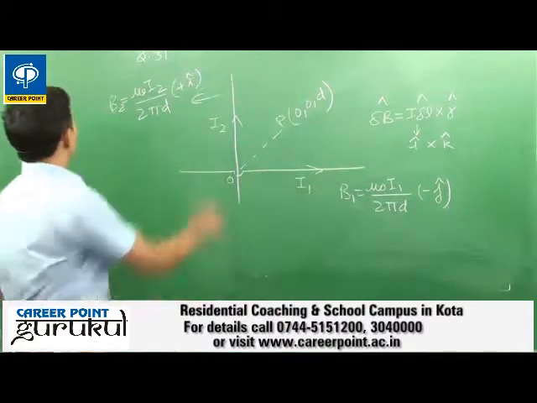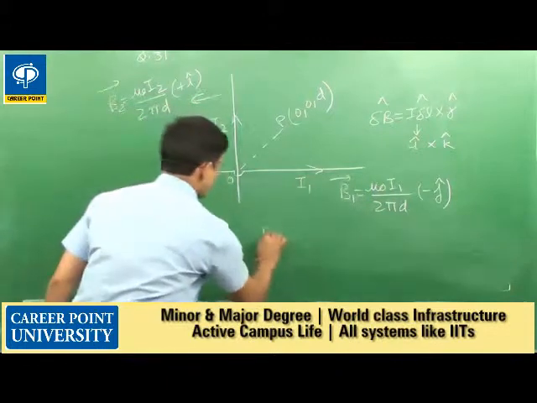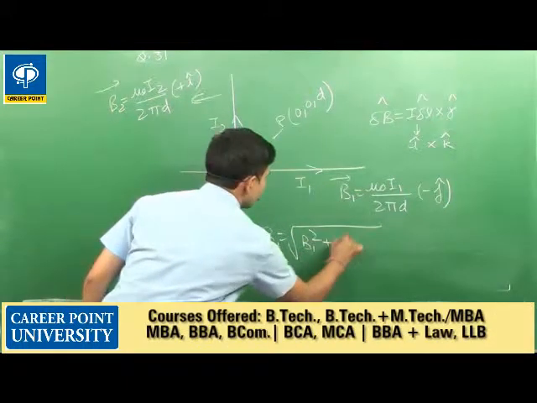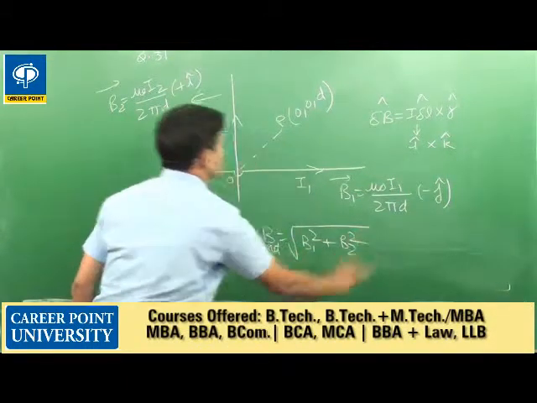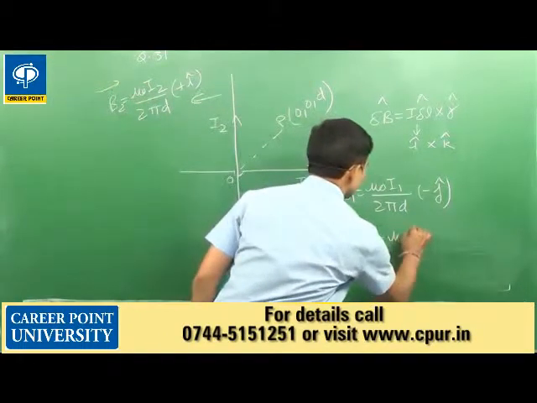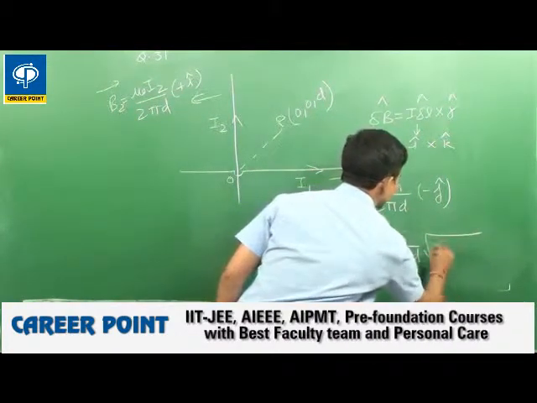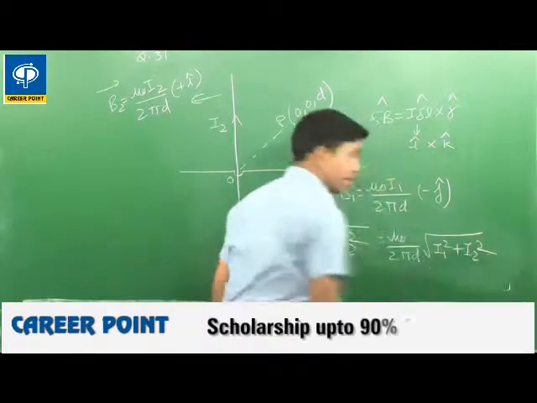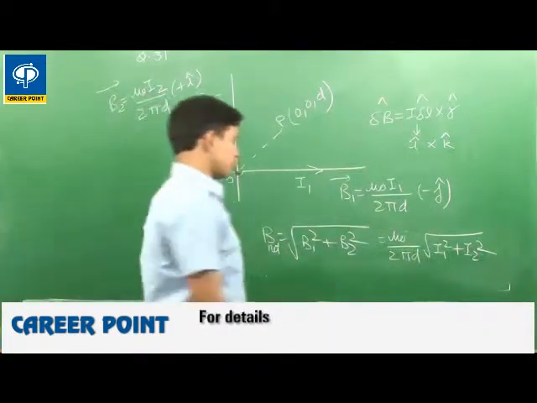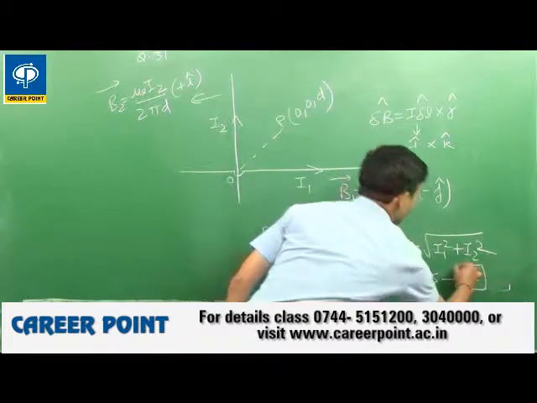So the B1 and B2 vectors are mutually perpendicular to each other. So the resultant magnetic field B net is the square root of B1 square plus B2 square, and mu naught upon 2 pi D is common, so it is mu naught upon 2 pi D times the square root of I1 square plus I2 square. For it, the option is the fourth. So the answer is 4 for code P.